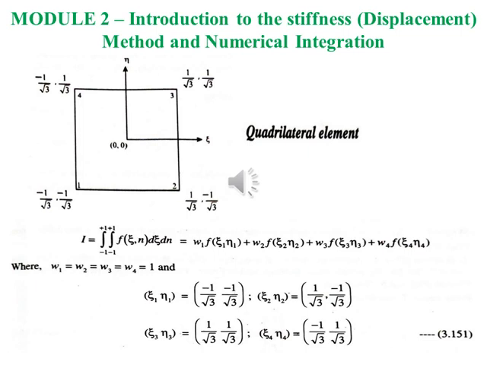We can calculate the values for zeta 1 and n1, zeta 2 and n2, zeta 3 and n3, and zeta 4 and n4. They are equal to the values shown in the figure, that is at node 1 it becomes minus 1 by root 3 and minus 1 by root 3. Similarly at node 2, 1 by root 3 and minus 1 by root 3. At node 3 it will become 1 by root 3 and plus 1 by root 3, both are positive values. At node 4 it is minus 1 by root 3 and plus 1 by root 3, which is given in equation 3.5.1. So this is the Gauss quadrature for 2D integration or 2D problems.